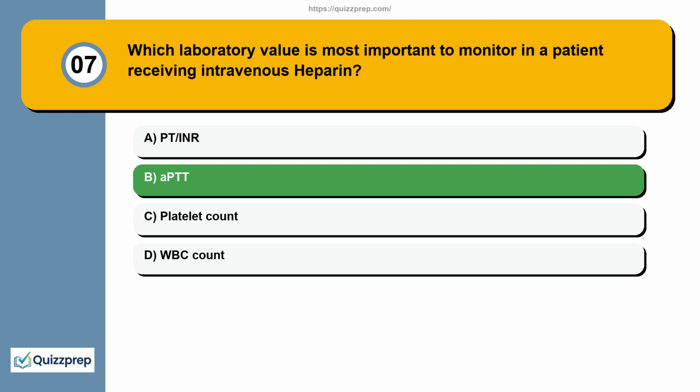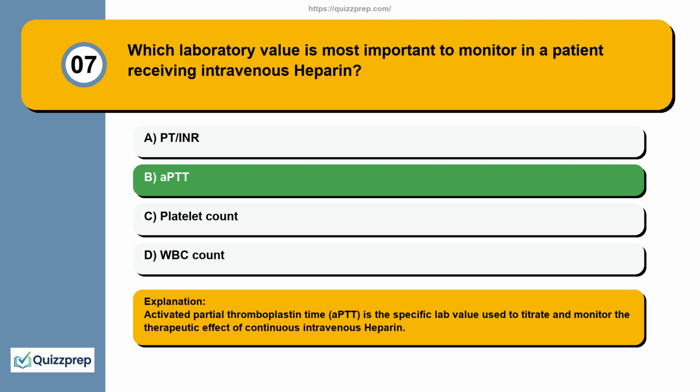APTT. Explanation. Activated partial thromboplastin time, APTT, is the specific lab value used to titrate and monitor the therapeutic effect of continuous intravenous heparin.